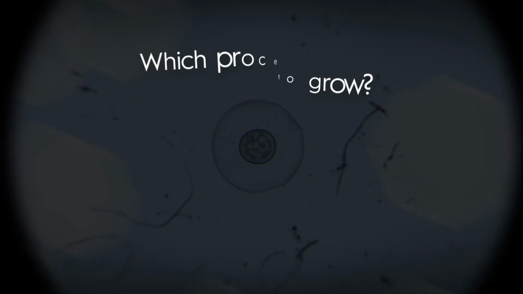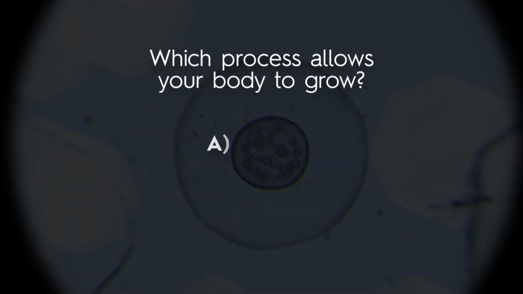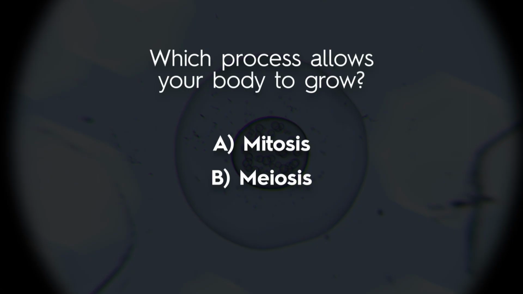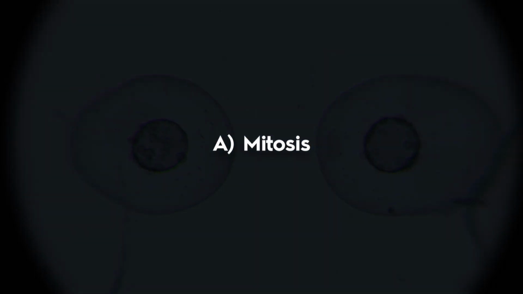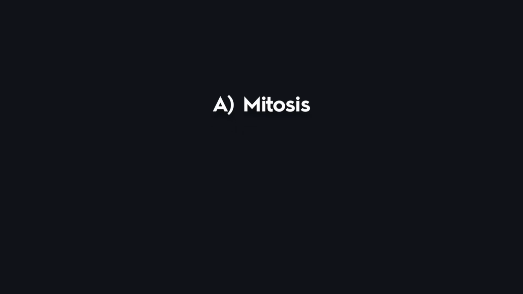Pop quiz. Which process allows your body to grow? Mitosis or meiosis? Lock in your choice. It's mitosis, the cell cycle that makes genetically identical cells for growth and repair.